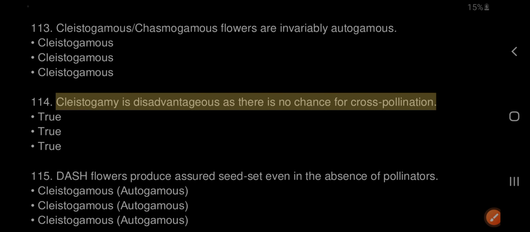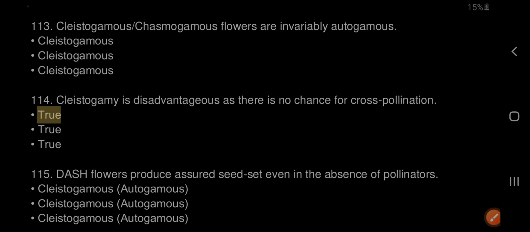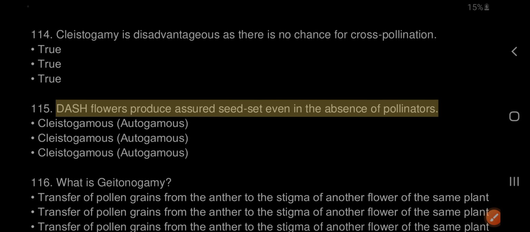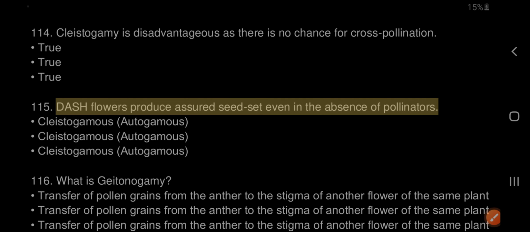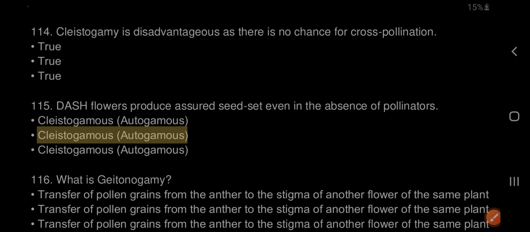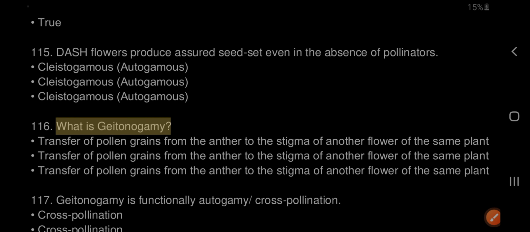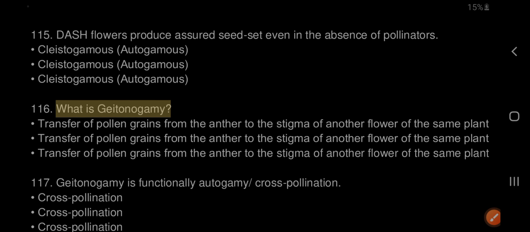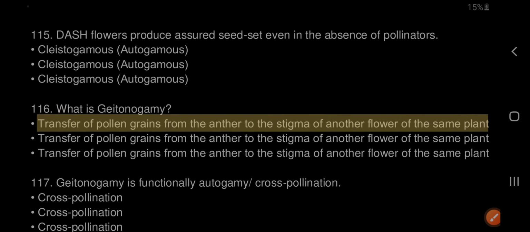True. 115. Dash flowers produce assured seed set even in the absence of pollinators. Cleistogamous, autogamous. 116. What is geitonogamy? Transfer of pollen grains from the anther to the stigma of another flower of the same plant.